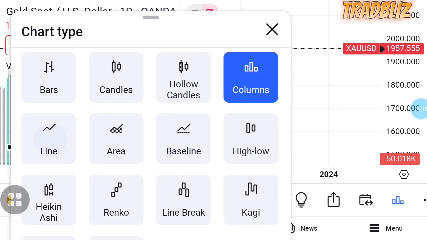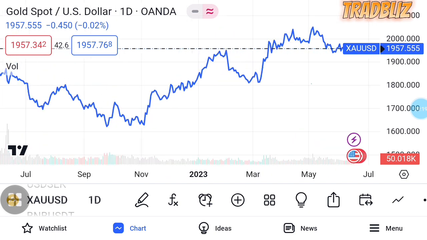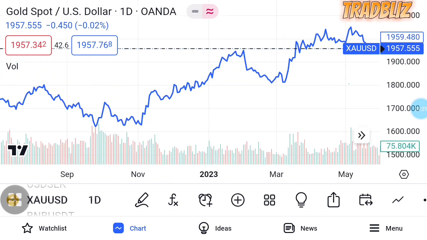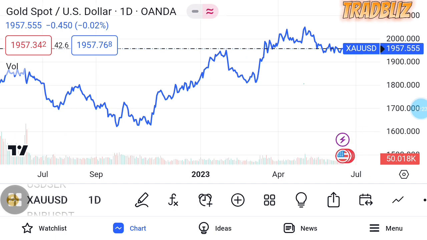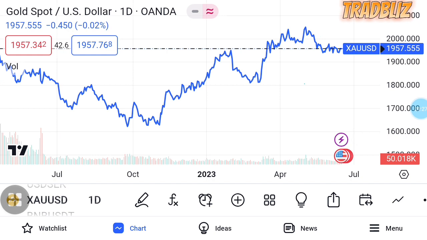So the next one is line. Line is used to check the real shape of the market. This line is actually necessary, although it does not look so clear because it's just a line and it's blue in color. You can change it to black or any color, but it's just blue.